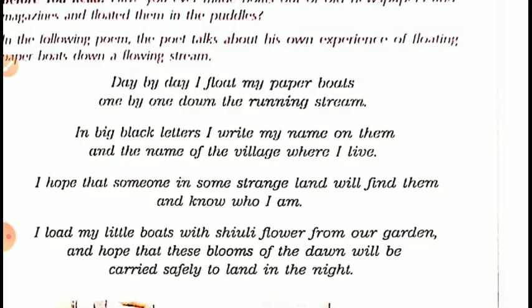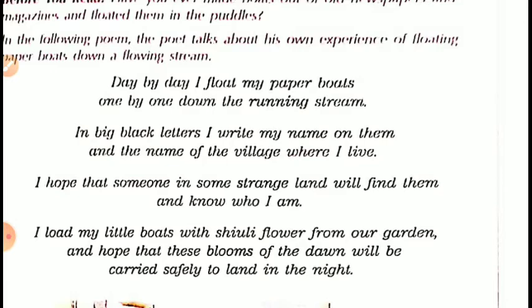And he is hoping that someone in a strange land will find his boats, and that strange unknown person of the strange land will come to know who the child is. The child is longing for connection with other people and places. So as a token of gift and love, what is he doing? He is sending gifts in the form of those showy flowers from his garden.